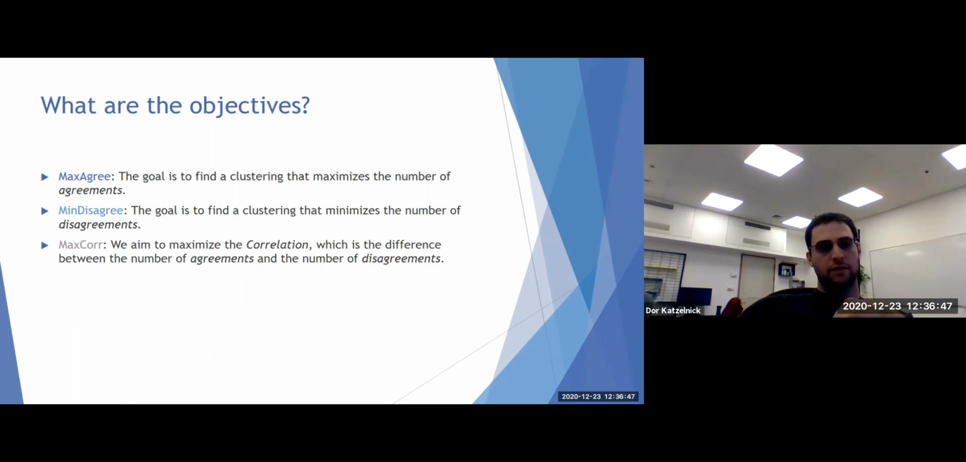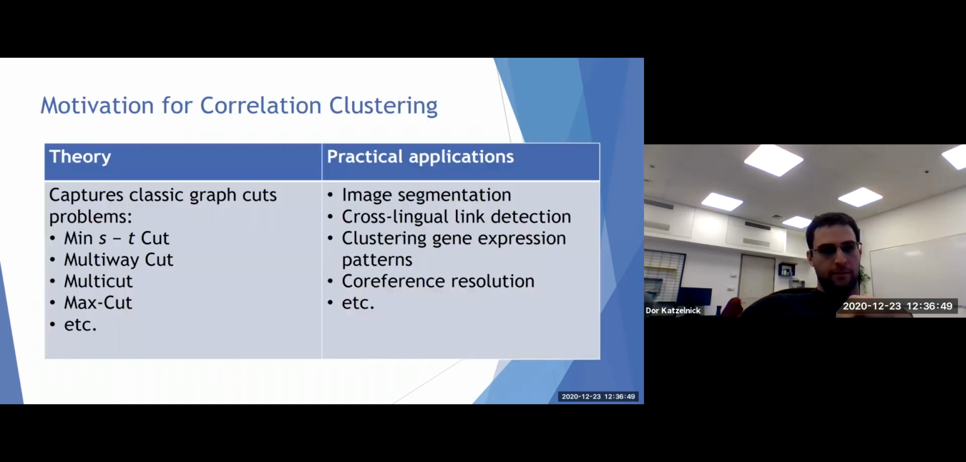Okay, so now when we have this objective, let's talk about some motivation for this model. On the theory side, you can see that this model captures some very basic graph problems. For example, the min disagree objective captures min s-t cut, multiway cut and multicut. So very simple reductions between these problems.